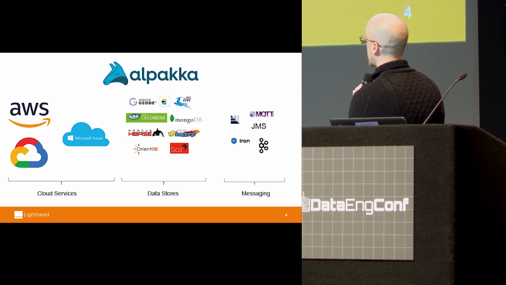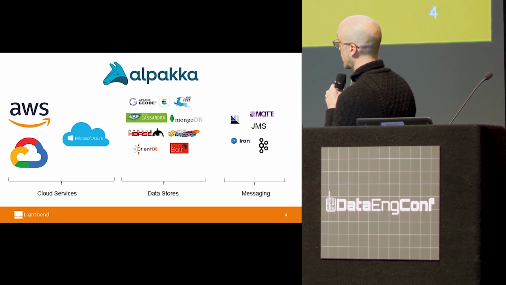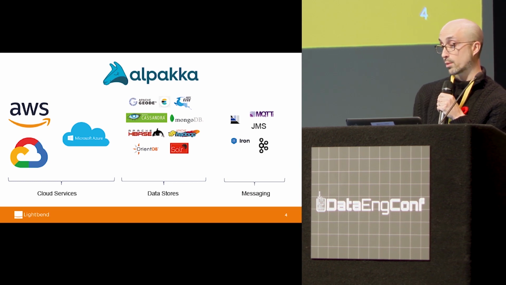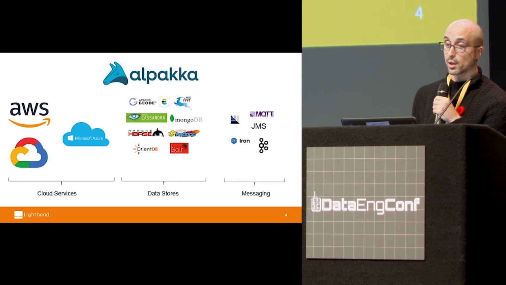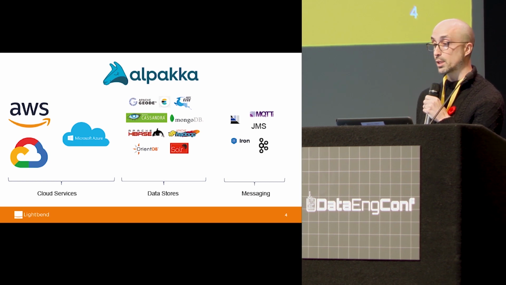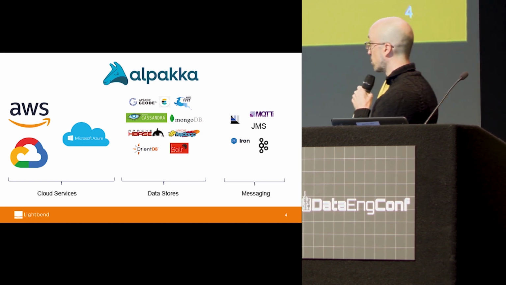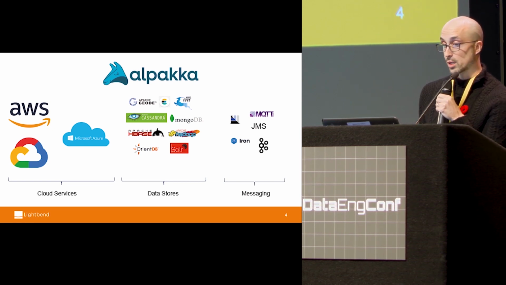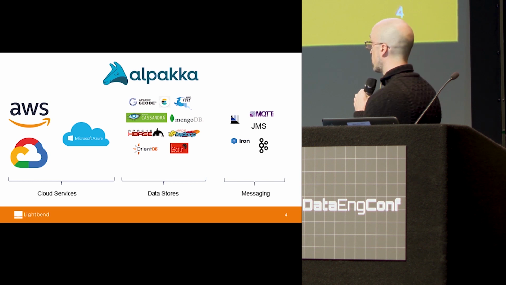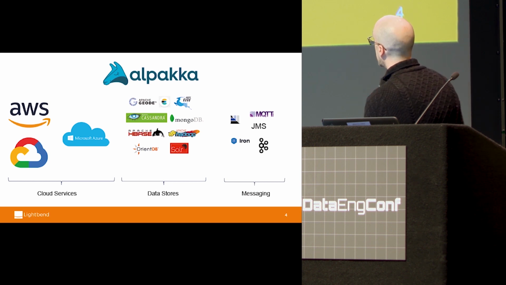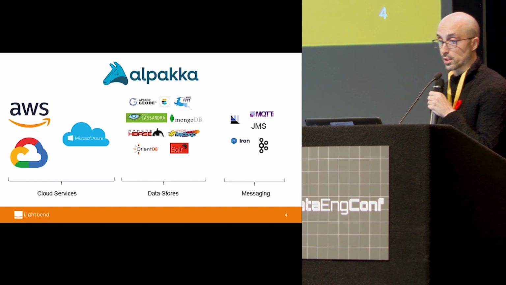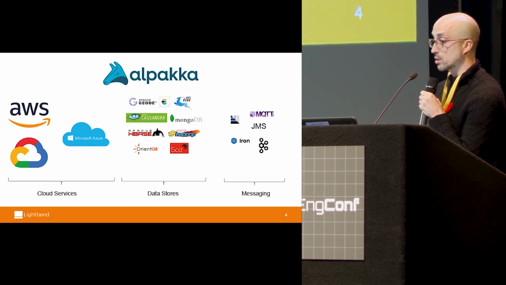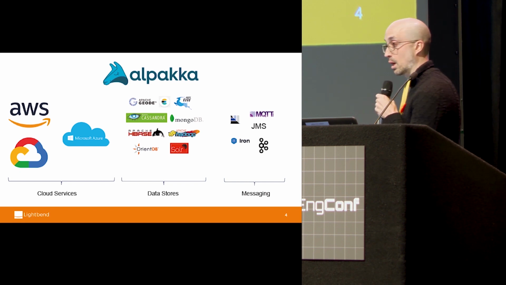So here's a kind of logo cloud of the different connectors that are available. I put them into groups. There's connectors for cloud services, so AWS S3, SQS, DynamoDB, PubSub for Google Cloud, and data stores, pretty much all the big ones you can think of, like Cassandra, HDFS, Mongo, Solr. And then, of course, messaging. We support AMQP implementations like RabbitMQ, JMS, and of course, Kafka itself.